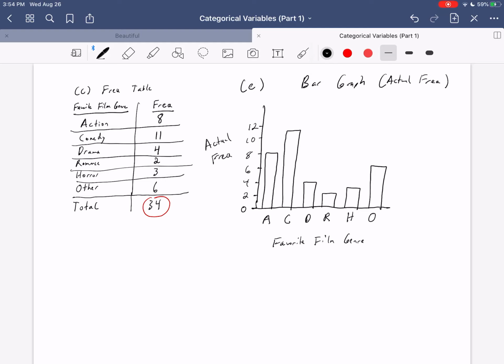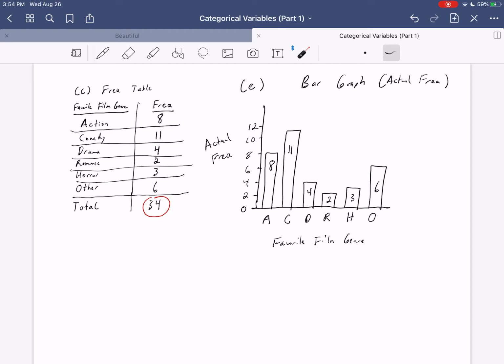If you want another nice feature, especially if you're a little worried that your bars are not perfect, you can also go ahead and just put the frequency inside of each. So this was 8, 11, 4, 2, 3, 6. And there we go. We've constructed a bar graph using the actual frequencies.